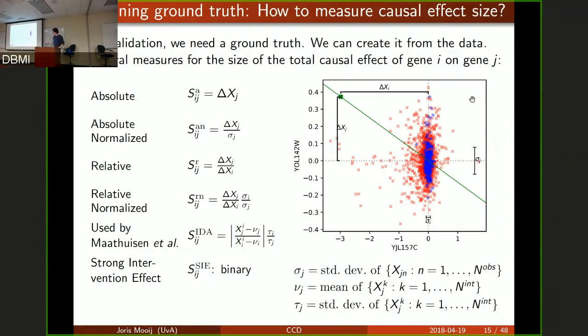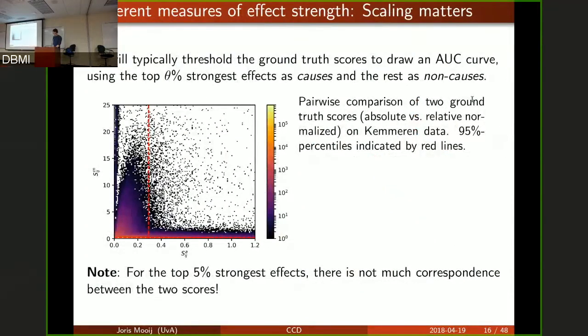In their paper, they use something which is slightly different, but quite similar to this measure here. There's something called strong intervention effects that I won't explain now. You can think about it as a kind of discretized version of this absolute normalized measure. Okay. Now, typically, we are going to draw ROC curves and calculate AUCs to measure the performance.